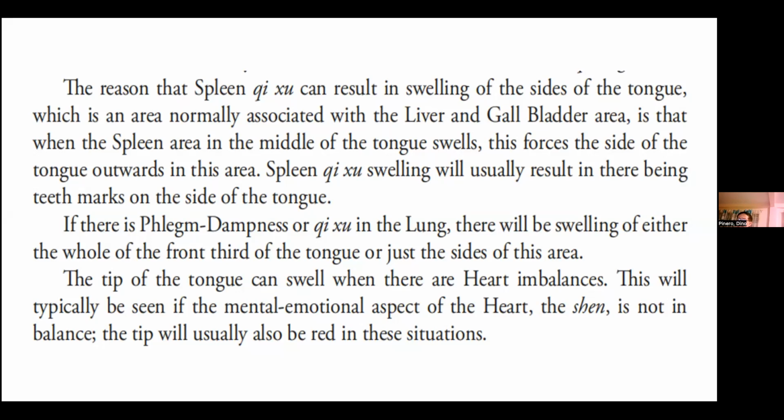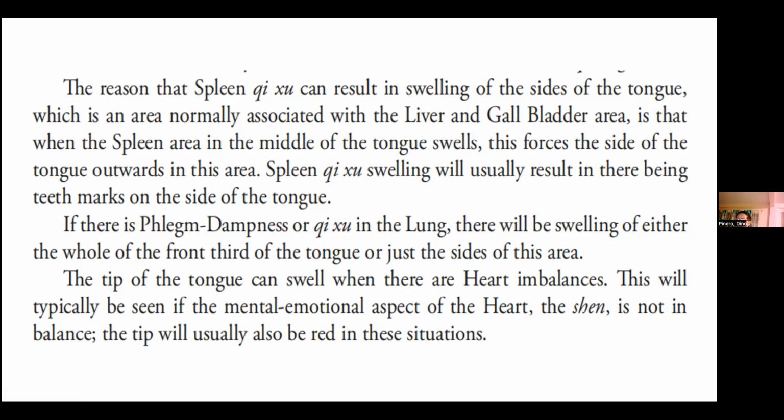If there is phlegm dampness or Qi deficiency in the lung, there will be swelling of either the whole of the front third of the tongue or just the side of this area. So pag merong phlegm dampness or Qi deficiency, so yung po yung sa front third ng tongue.